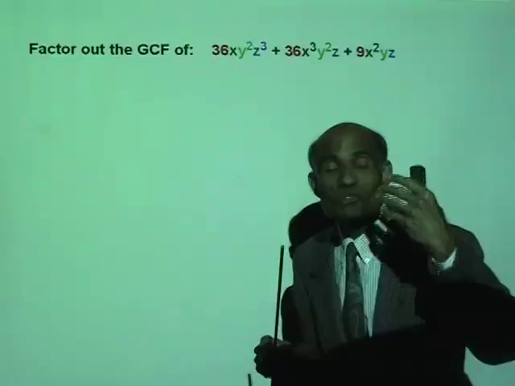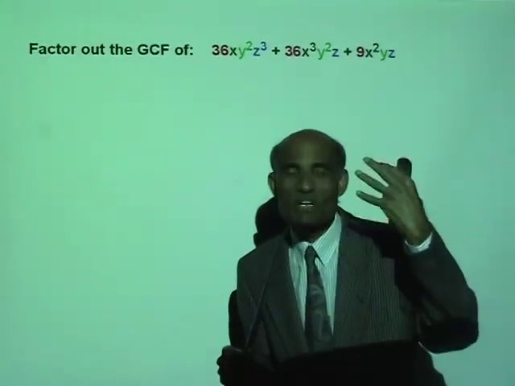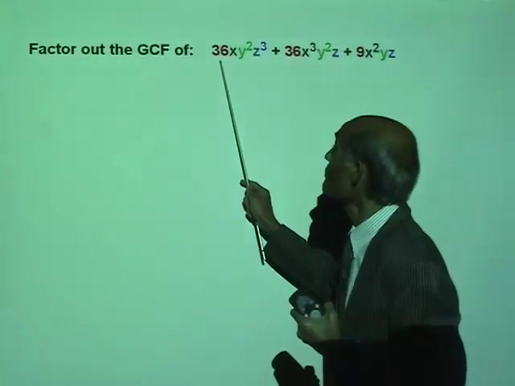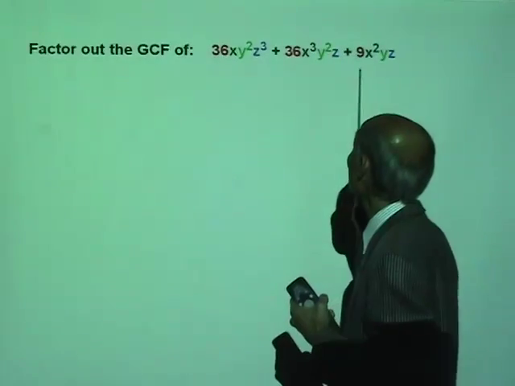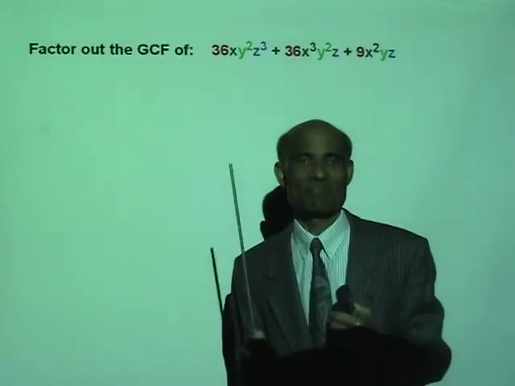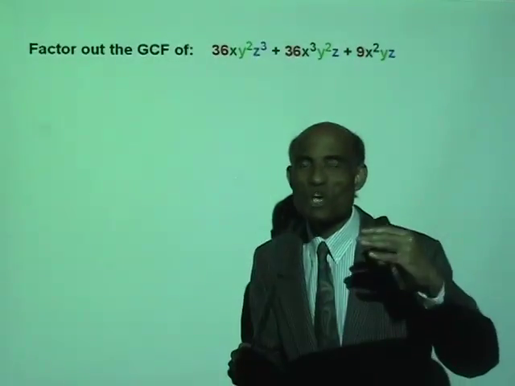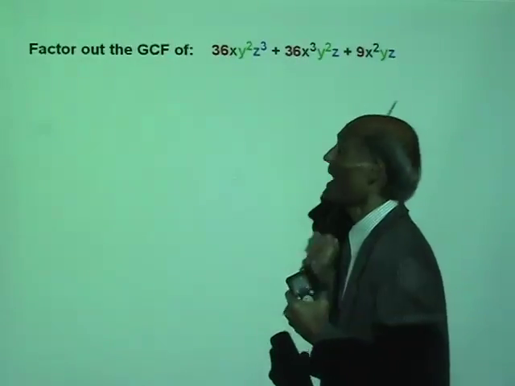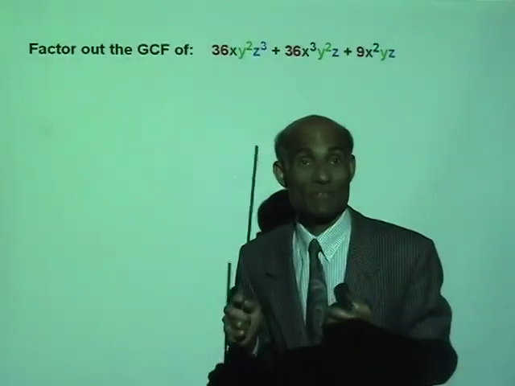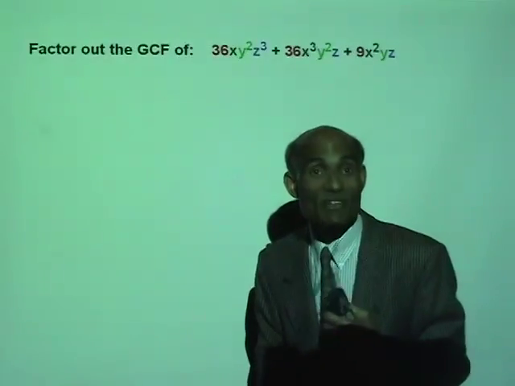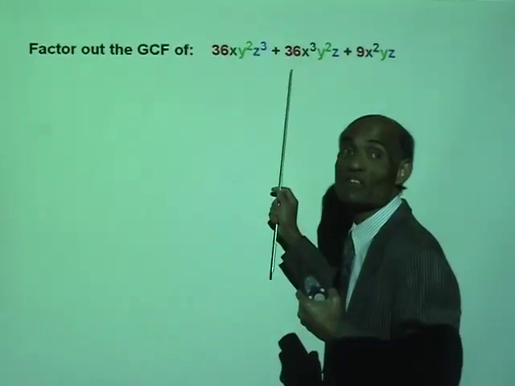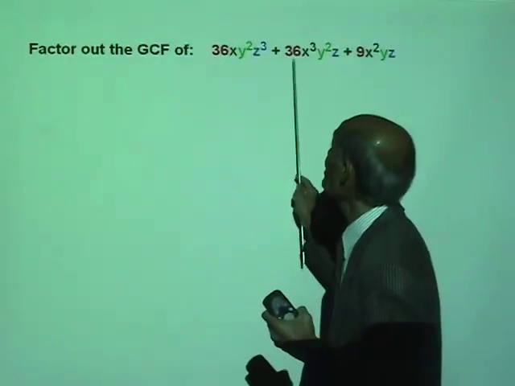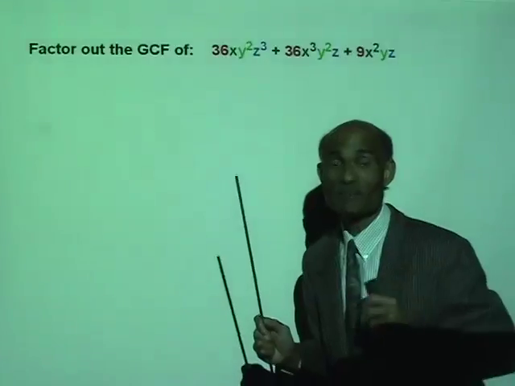Okay, let's use the same mental activity. Think mentally. What is the greatest common factor of 36 and 9? Can you figure out what is the common factor of 36 and 9? Did you get 9? Yes, 9 times 4 is 36, 9 times 1 is 9. So among the numbers, the common factor is 9.